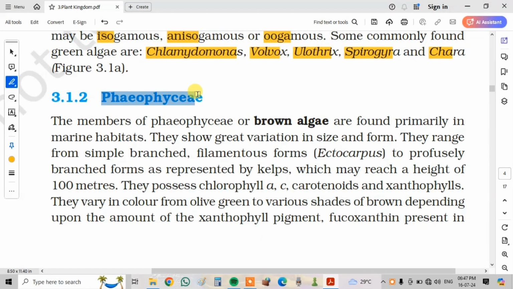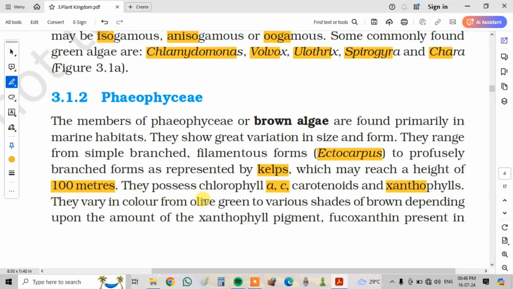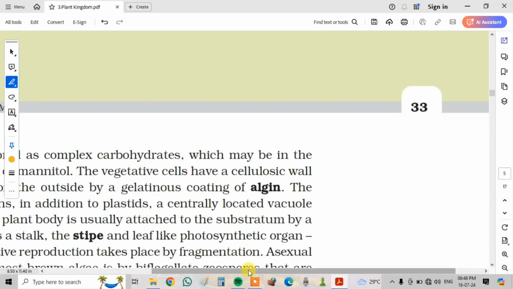Phaeophyceae. The members of Phaeophyceae, the brown algae, are found primarily in marine habitats. They show great variety in size and form. They range from simple branched filamentous forms like Ectocarpus to profusely branched forms as represented by kelps, which may reach heights of 100 meters. They possess chlorophyll a and c, carotenoids and xanthophylls. They vary in color from olive green to various shades of brown depending upon the amount of the xanthophyll pigment fucoxanthin present in them.